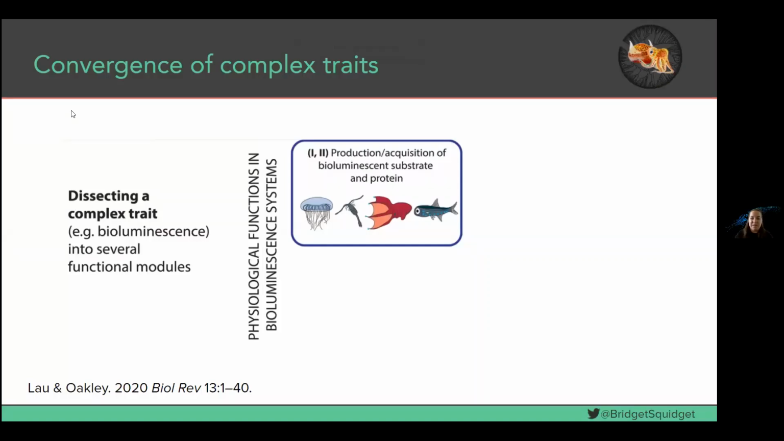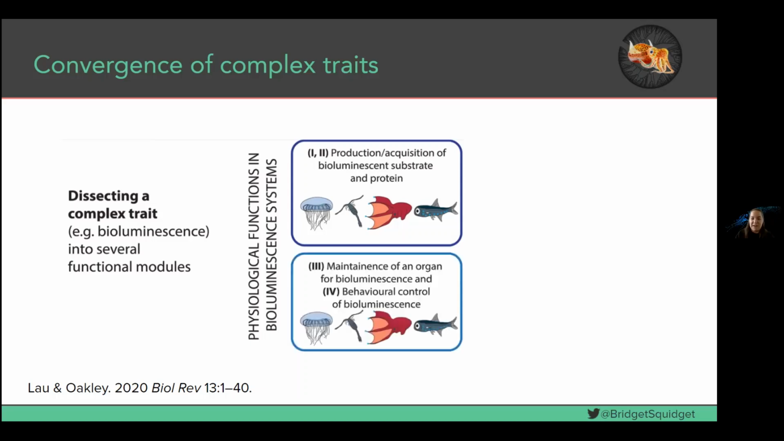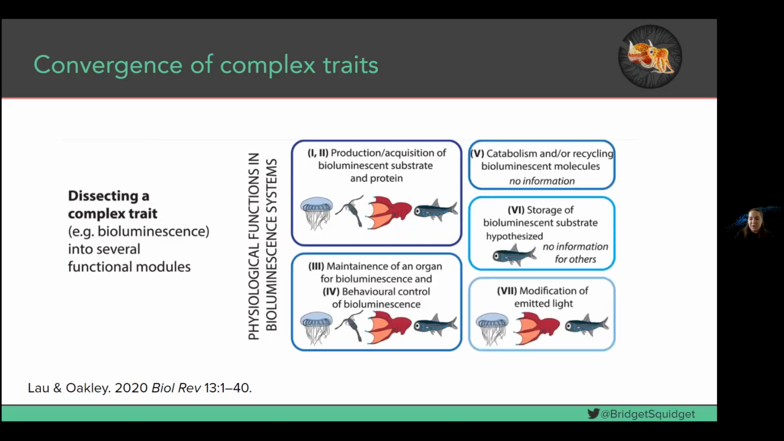And so when we start to study complex traits, we can think about them in different ways. Also, this figure was made by my co-author and lab mate, Emily Lau, who is the next talk if you want to learn more about her work. So back to complex traits, we can think about them in different functional modules. We can think about, say, in bioluminescence, the production of molecules, the maintenance of an organ, behavioral control, catabolism, storage of these molecules, and then modification of that emitted light.